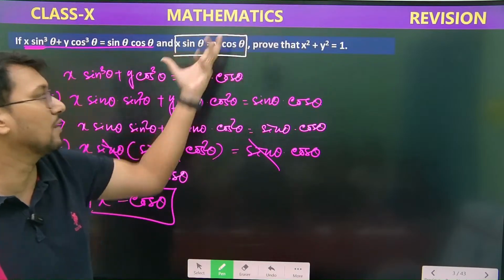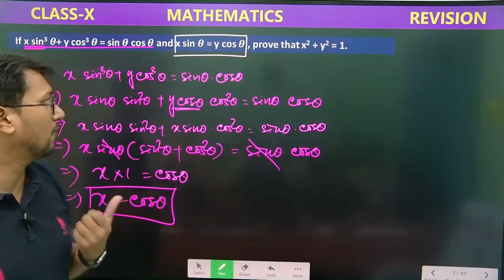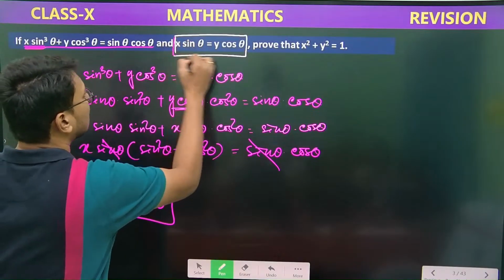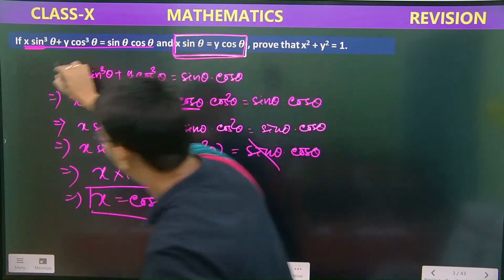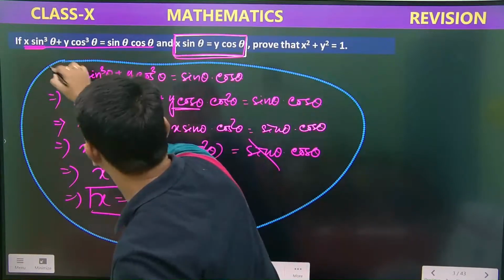So we got x. Now we'll find y. Where will we get it? Similarly from here. Check. What is given here? Tell me.